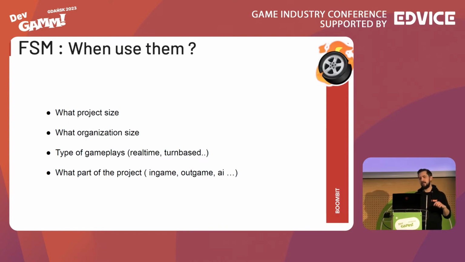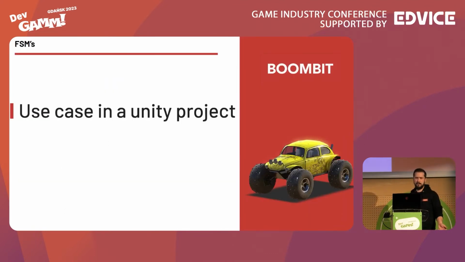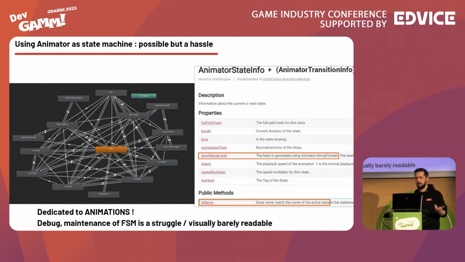Of course, you can use FSMs for different parts of the project, for just in-game, but also for out-game, for the decision of the AI. This is how PlayMaker looks and shows the FSMs inside Unity. And as I said, everyone can benefit from that, from the developer to the game designer, maybe to the artist, to QA, because you have a common language here. You can all look together at that and see in which state there is exactly a problem and try to solve it together. Now I will show a few examples of how it could be used in Unity.